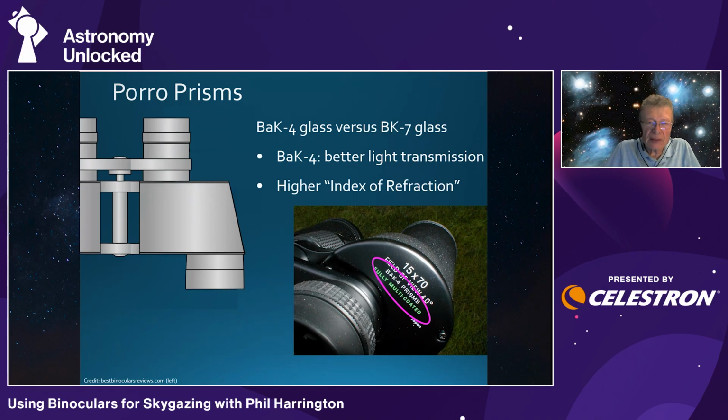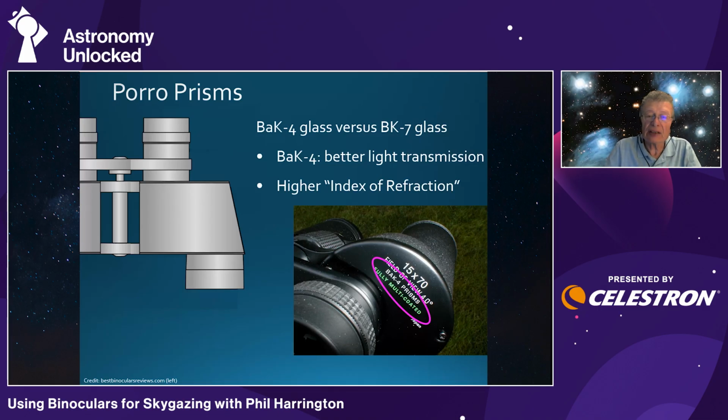If you're looking for Porro prisms, make sure that the prisms are made of BAK4 glass. Less expensive binoculars will use BK7. BAK4 have a higher, what's referred to as index of refraction. To put it in somewhat layman terms, more light gets transmitted with BAK4 than BK7. BK7 must have a surface aluminized to reflect light through, whereas BAK4 do not. So again, looking for binoculars, Porro prism specifically, BAK4 would be your better choice.